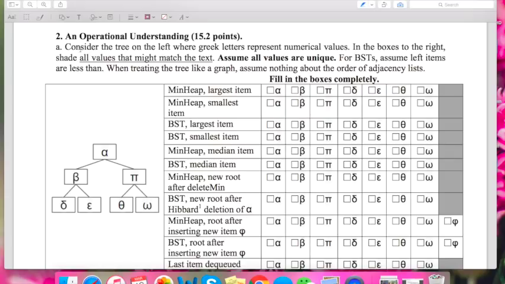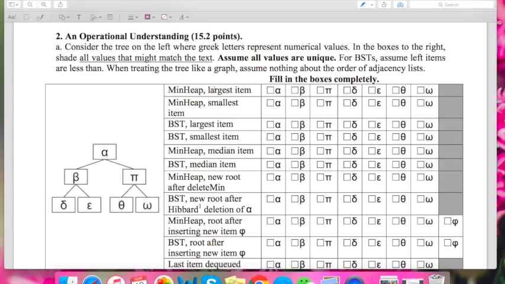So the instructions say, consider the tree on the left where Greek letters represent numerical values. In the boxes to the right, shade all values that might match the text. Assume all values are unique. For BSTs, assume left items are less than. When treating the tree like a graph, assume nothing about the order of adjacency lists. All right, so let's get started.